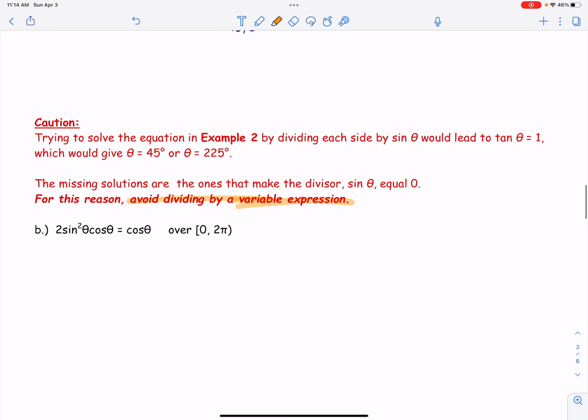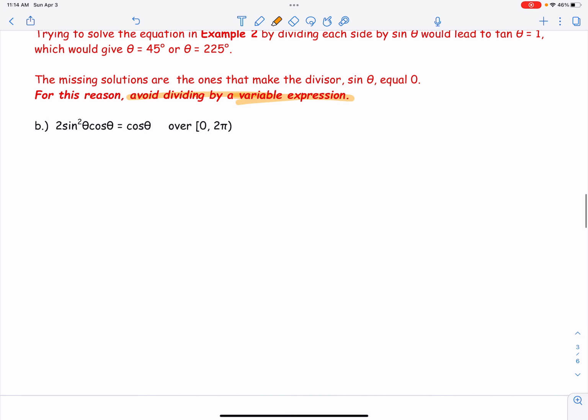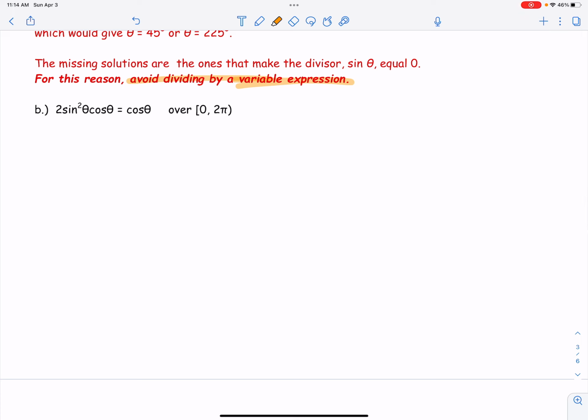You will miss some of your solutions. All right, try B. Pause the video, try B. Notice this time your answer is still in an interval, but what's different? They want radians. All right, hopefully you paused the video. If not, do it still. Here's a chance before I start doing it.